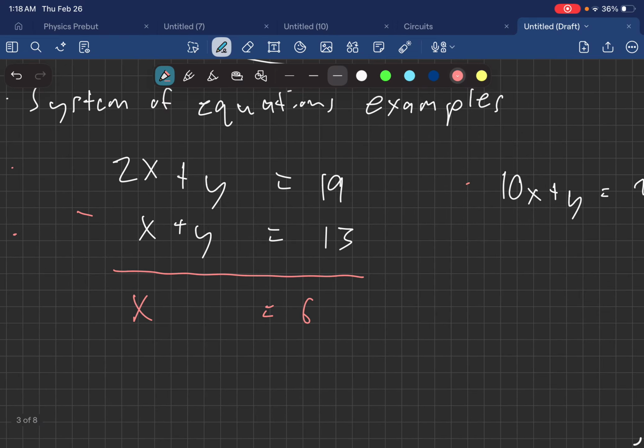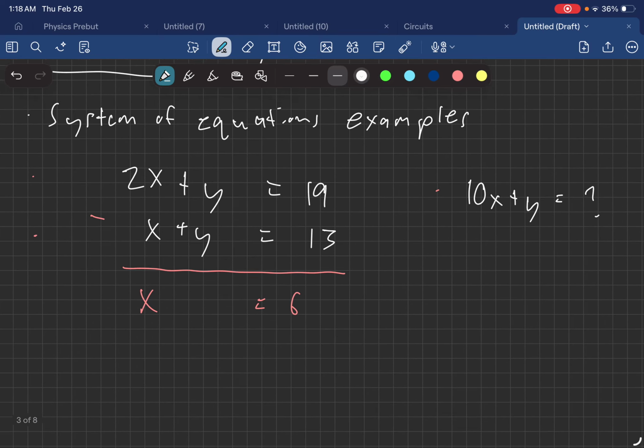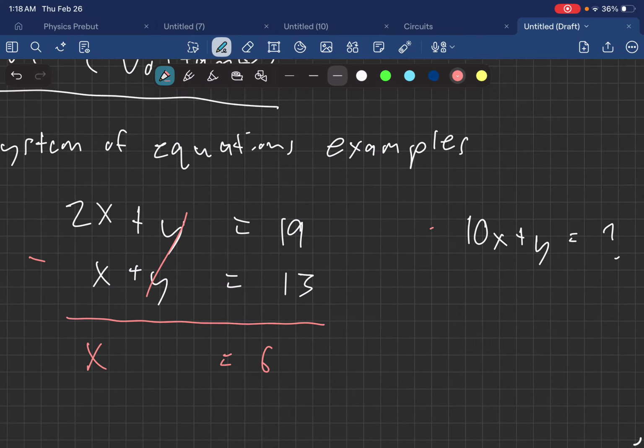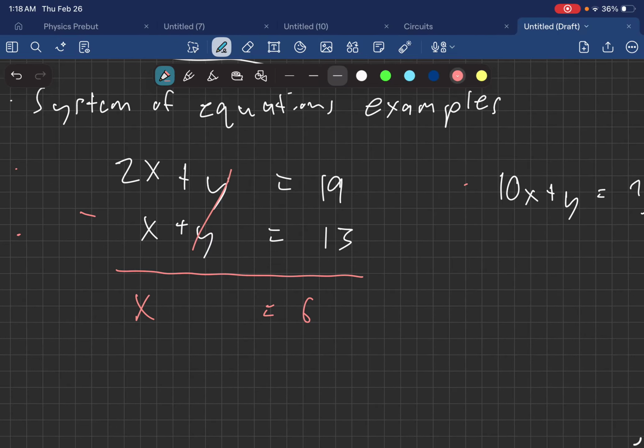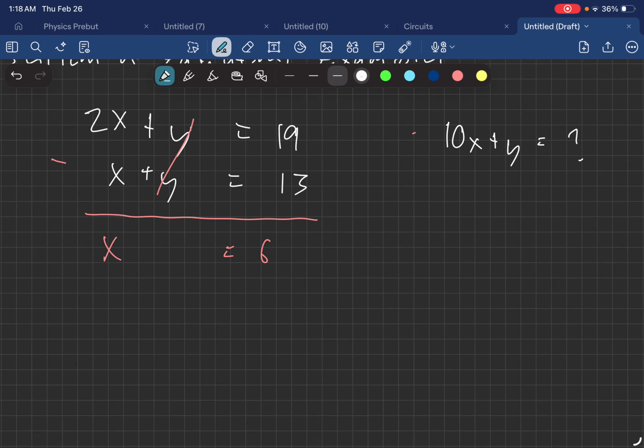So what is the idea here? The idea here is that you want to cancel out a variable. As you can see here, we canceled out y. I mean, it's basically as simple as that. And since we have x equals 6, we can just plug that in. We can plug that into either equation. Let's do the 13.